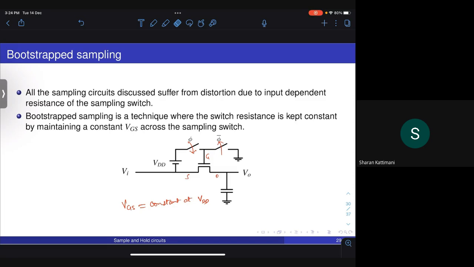So the way to do that is, if somehow you can establish a constant voltage difference of 1 VDD between gate and source, then you can make sure that the switch resistance is constant. One of the ways of doing that is connecting a battery, but of course in practice it's difficult to put a battery like that.